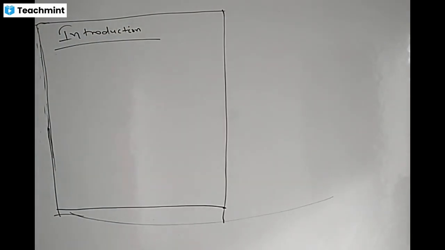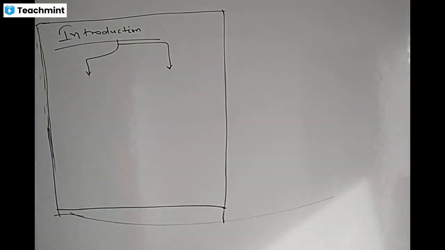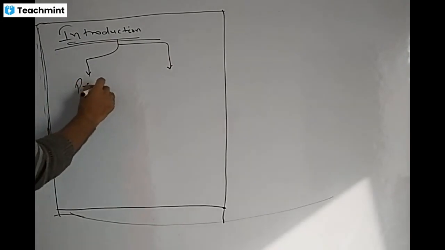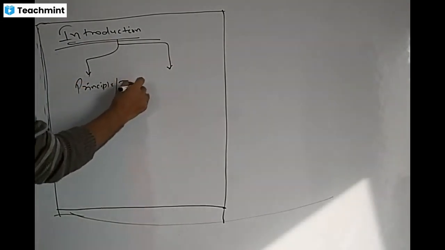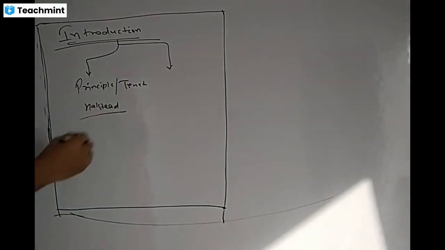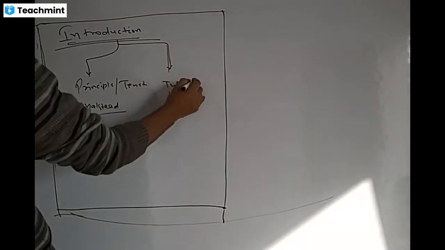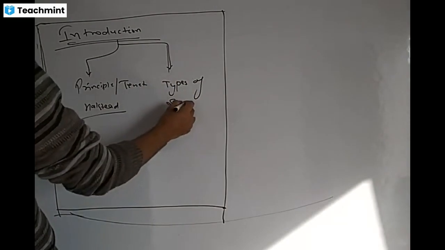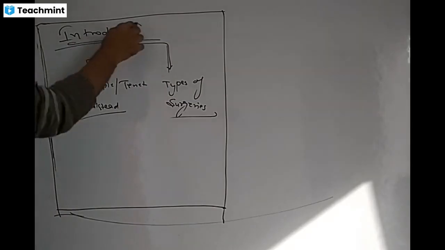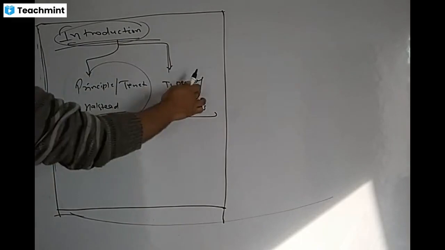So in this topic, we are going to study about introduction. We will cover two topics for the introduction. One is the principles, or what we call the tenets of Halstead, and the second topic will be types of surgeries, that is, classification of surgeries. In these two topics of introduction, one is tenets of Halstead and one is types of surgery.